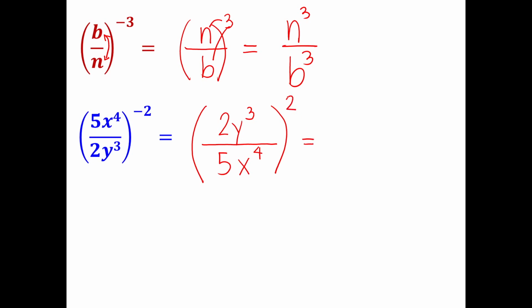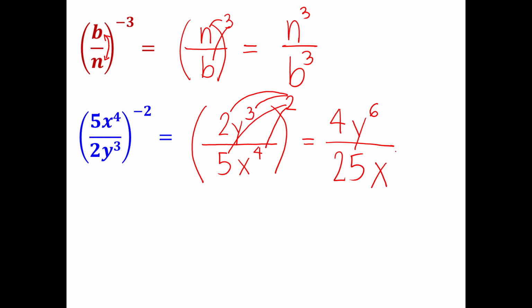Okay. Now, let's distribute the exponent. What is 2 squared? 4. What about the exponent of y? 6. What about 5 squared? 5 times 5 is 25. What about the exponent of x? 8. Very good. So take note, this is what we do whenever the exponent is negative: we interchange the numerator and denominator. Let's have one more.